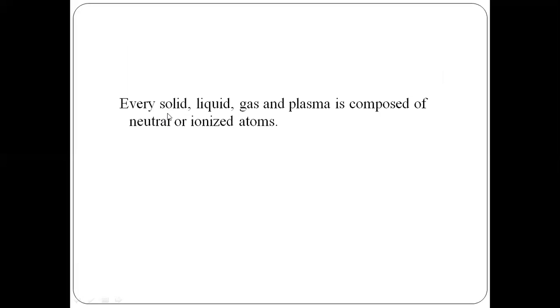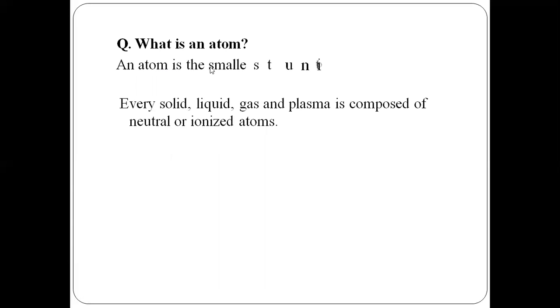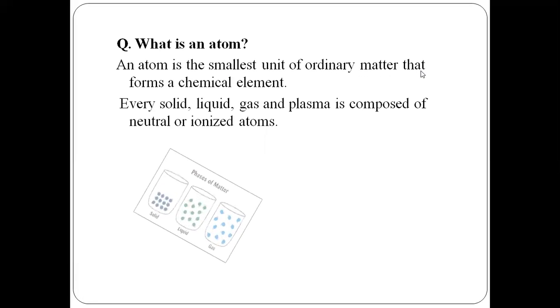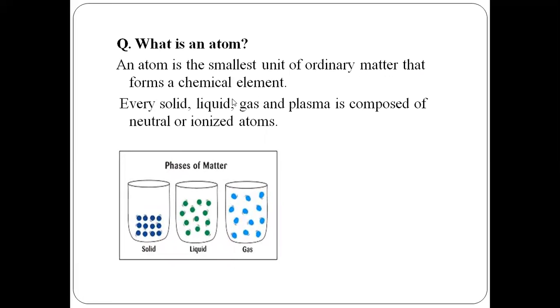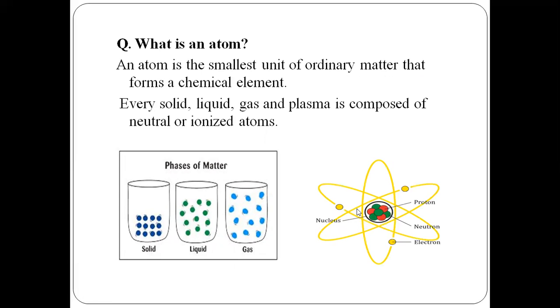Every solid, liquid, gas, and plasma is composed of neutral or ionized atoms. If so, then let us try to define what an atom is. An atom is the smallest unit of ordinary matter that forms a chemical element, whether it is solid, liquid, or gas. Look at the structure of an atom.